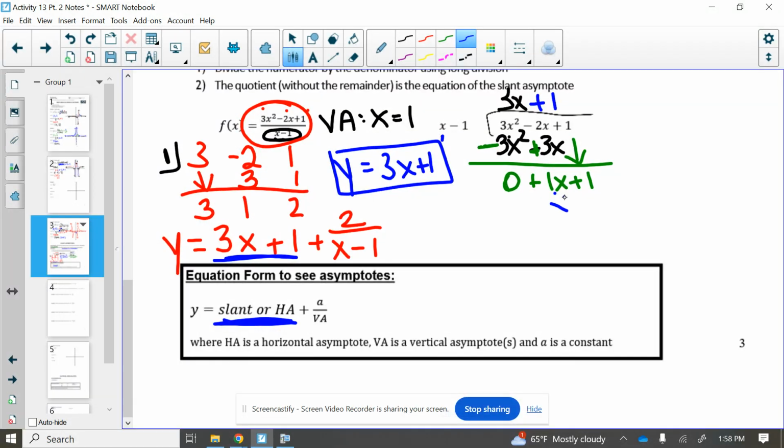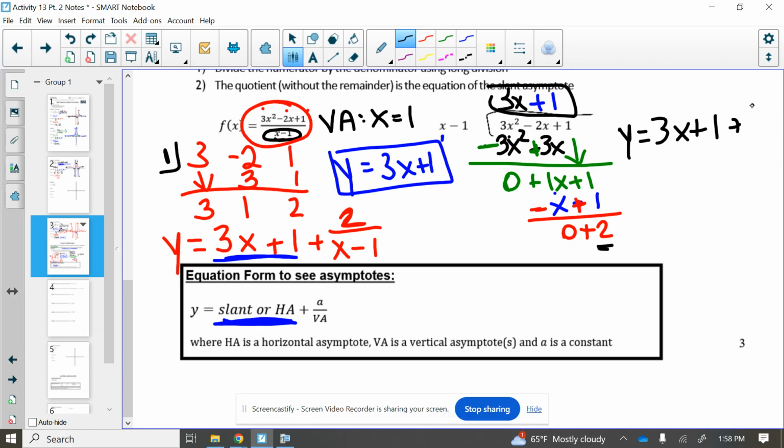Then to get x to be 1x, we would multiply by 1. So 1 times x is 1x, and 1 times -1 is -1. Again, flip the signs and add down. We get that 0 and then plus 2. So we see that remainder like we had over here. Again, it's another way of rewriting this. We have y equals 3x plus 1, and then that remainder of 2 would also be able to show us how to rewrite it into this form.